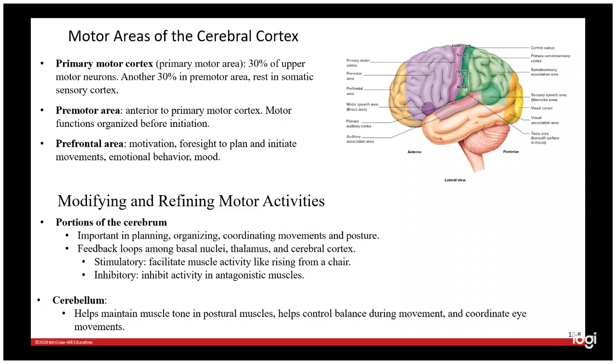The cerebellum helps maintain muscle tone in the postural muscles. So in other words, helping to keep yourself upright in the position that you are supposed to be standing in. It helps control balance during movement, and it helps coordinate eye movements. So things that happen in the cerebellum are less deliberate. I mean, of course, it can be something that you actually think about, but they are more likely to be things that are less deliberate than the things that are happening in the cerebrum.